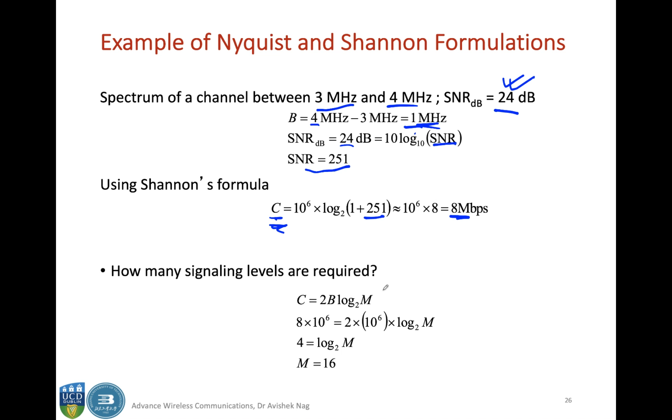Now, if I ask you how many signaling levels are required to achieve this particular channel capacity, you can calculate that from the Nyquist formula. You can plug in C equal to twice B log M to the base 2, and then you have everything here. You know C, which is 8 megabits per second. You know the bandwidth. So you can calculate your M easily as 16. So you need 16 signaling levels to achieve this particular channel capacity with this particular SNR and bandwidth.